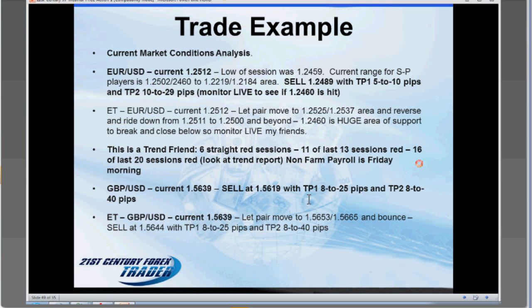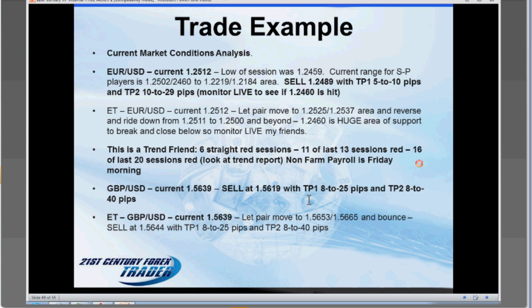Then we have what's called ET. ET is not the movie from 1984. It's experienced traders. Let the pair move to 25.25, 25.37 area, reverse, ride down to 25.11 to 25.00 and beyond. There are many times that I'll tell you, let the pair go to this area. We had one this week. Go to 29.50, 29.40, it went to 29.43. It reversed. They got in. They put take profit 1, take profit 2. Does it happen every time? No. But if it doesn't happen, you have parameters. You have rules of engagement. You can wait.